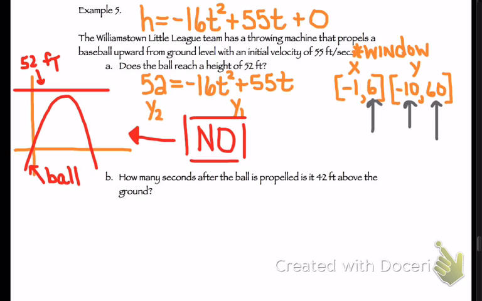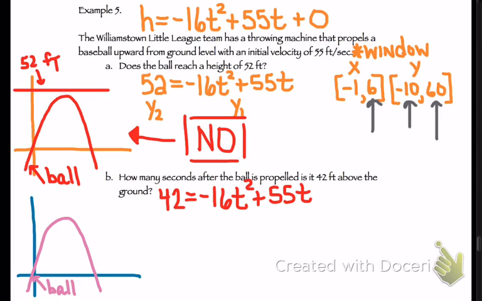How many seconds after the ball is propelled is it 42 feet above the ground? Okay, so now, same deal. Instead of 52, I'm going to plug 42 in there. So I'm going to go back into y equals. For y2, I'm going to make it 42 instead of 52. I'm going to hit graph one more time. There's the ball.